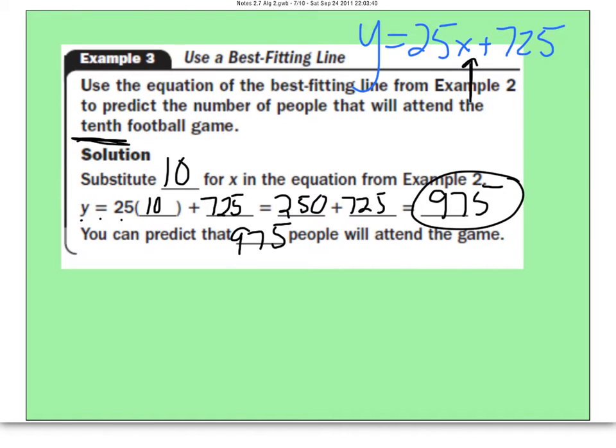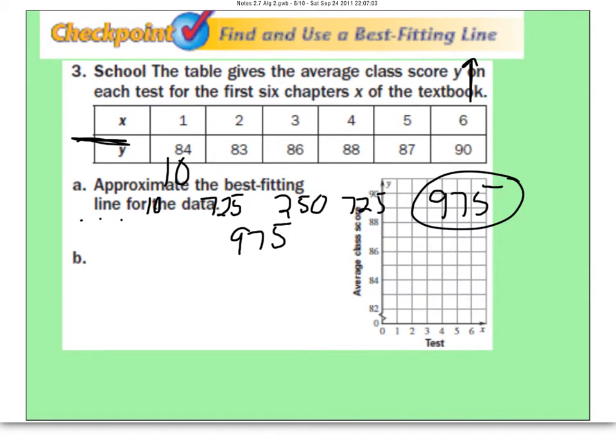You use the line that you write to help you predict what we think will happen. Let's do another example. If we come up with a line of best fit for this, I'm going to plot 1, 84, 2, 83, 3, 86, 4, 88, 5, 87, and 6, 90. The line of best fit that kind of equally balances between the two, I'm going to go right there. Folks, sometimes you'll hit points that you drew, sometimes you won't.